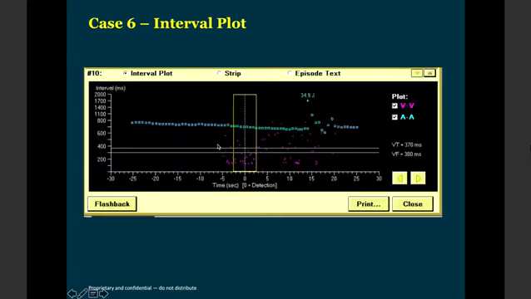Let us see what happened to this patient. This is the interval plot. This is sinus rhythm happening here. The atrial rate and the ventricular rate are the same, which you expect in sinus rhythm.